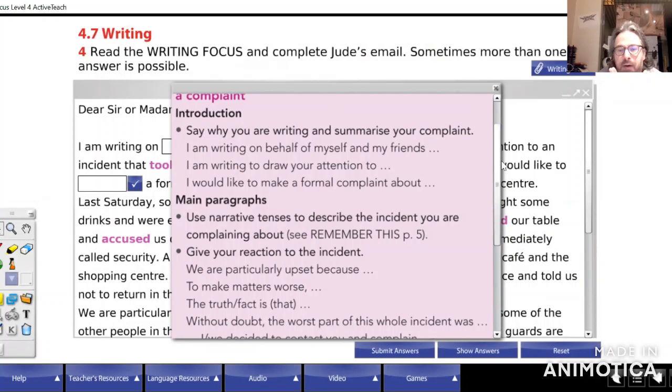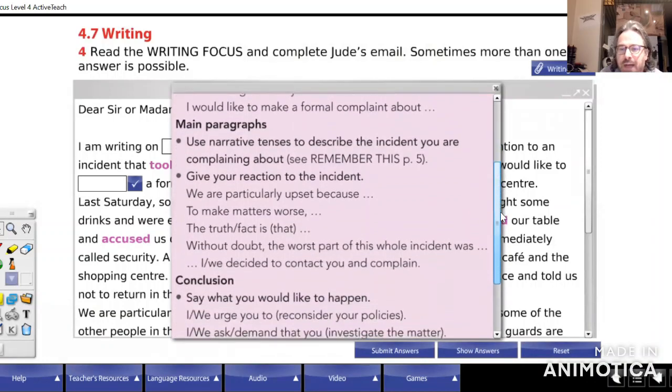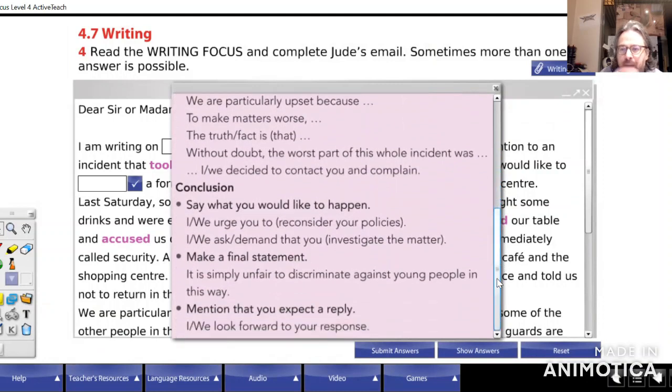Then you have the main paragraphs, where obviously we're going to use narrative tenses, because narrative tenses are past tenses and it's a past event, so what else to use? And then you're also going to give your reaction to the incident, and that included sentences like "we're particularly upset because," "to make matters worse," "the truth is," "the fact is," "without doubt," etc. So these kinds of reactions are helpful to make a better written letter.